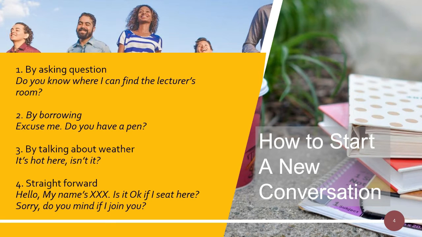First, you can start the new conversation by asking a question. For example, "Do you know where I can find the lecturer's room?" The next tip is by borrowing something. Just pretend to borrow something. For example, "Excuse me, do you have a pen?" And then the next tip is by talking about the weather. This is a very common sentence used by people when they are starting a conversation. For example, "It's hot here, isn't it?"